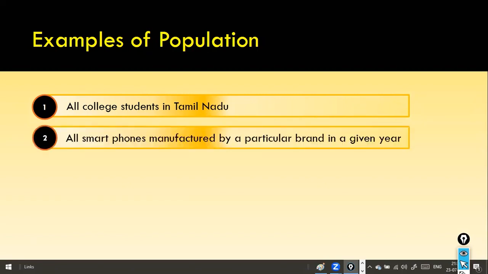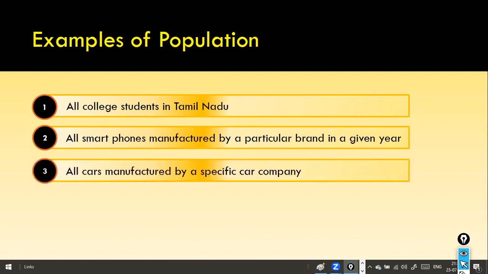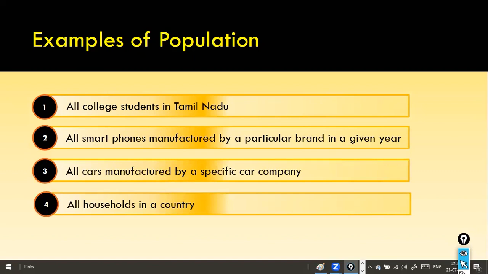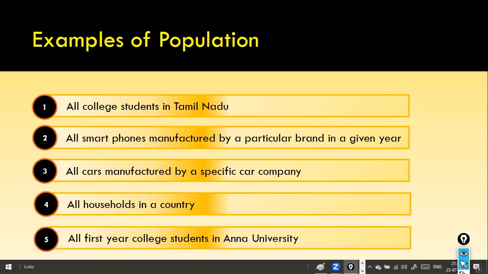The next ones are all smartphones manufactured by a particular brand in a given year, all cars manufactured by a specific car company, all households in a country, all first year college students in Anna University, and the population of all employees in a company. Let's say you work for TCS or Accenture, and you want to run a study with all first year college students in Anna University. Then your area of interest is the first year college students. So you are taking all the first year college students in Anna University. That is your population.